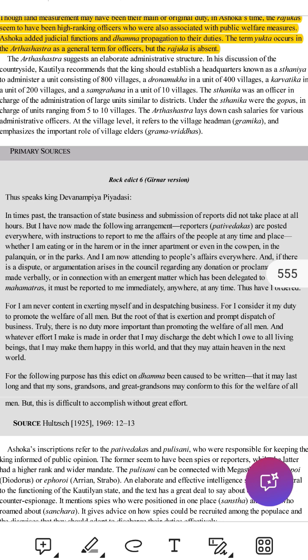Simple example. Imagine you are running a big school with 800 students. Instead of managing all 800 students by yourself, you can divide them into smaller groups. Stania is like the principal's office that takes care of the whole school. Dronomica is like the vice principal who manages half of the students. Karvatika is like the head teacher who manages 200 students. Samgrahana is like a classroom teacher who looks after 10 students. This way the school, or in this case the kingdom, runs smoothly because everyone has their own group to take care of.